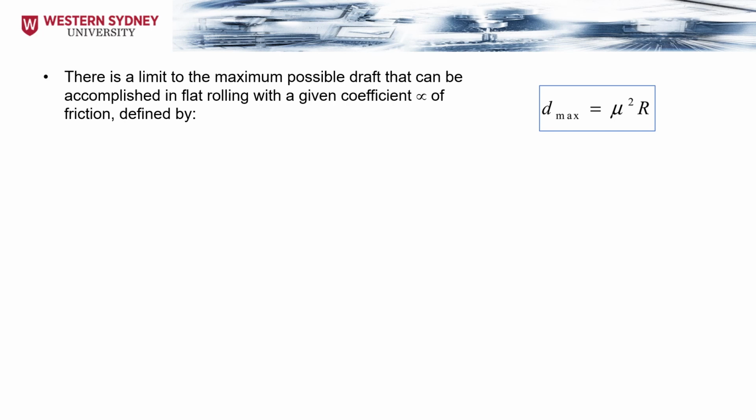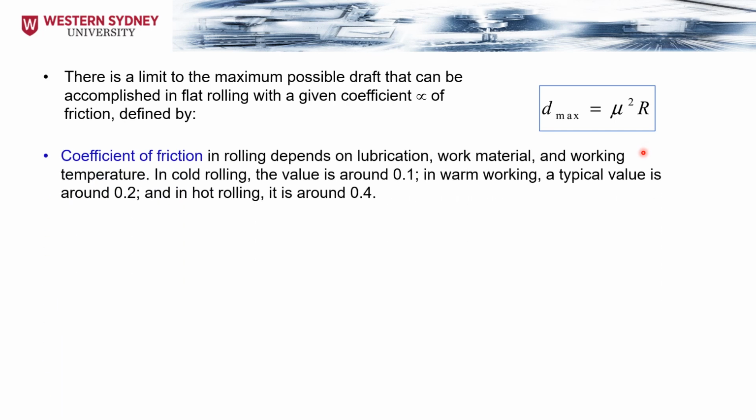There is a limit to the maximum possible draft that can be accomplished in flat rolling with a given coefficient of friction, and this is defined as follows. The maximum possible draft, or the maximum thickness change, is equal to the coefficient of friction squared multiplied by R, which is the radius of the roller. That means a bigger roller diameter can make more deformation on the work part.